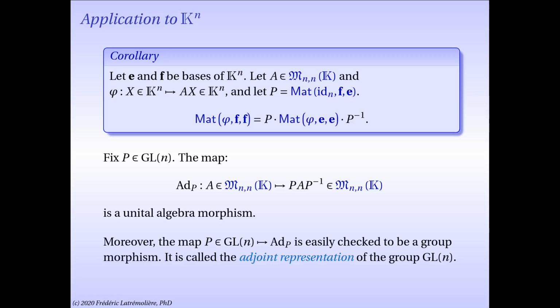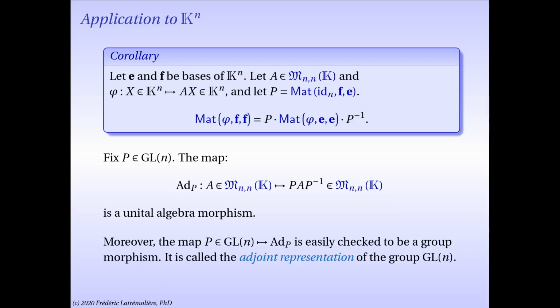Second, if we fix an invertible matrix P, the map which sends a square matrix A of size n to the product of P by A by the inverse of P is an algebra isomorphism. It is indeed easy to check that it is a linear isomorphism which also intertwines the multiplication with itself. We denote this map by Ad P.